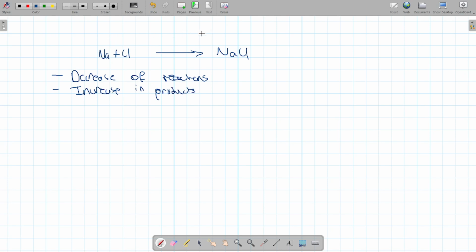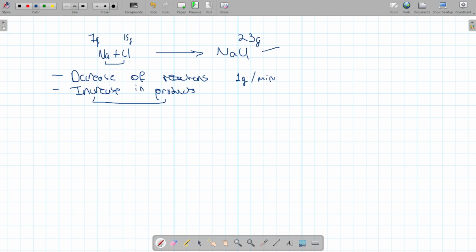When this Na plus Cl reaction is happening, let's say you start with 7 grams of Na and 15 grams of Cl. Obviously, you're going to end up with 23 grams of NaCl. But you can measure the decrease of reactants. Let's say every minute I'm losing 1 gram of Na and 1 gram of Cl. So the reaction rate would be 1 gram per minute being used up.